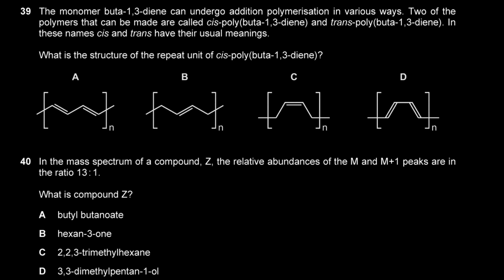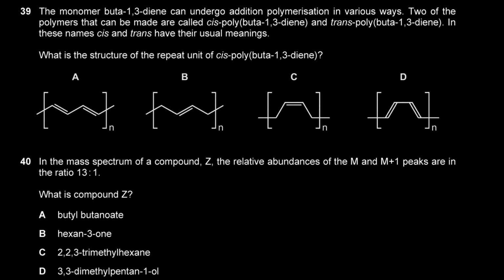Question number 39 says the monomer buta-1,3-diene can undergo addition polymerization in various ways. 2 of the polymers that can be made are called cis polybuta-1,3-diene and trans polybuta-1,3-diene. In these names, cis and trans have their usual meanings. What is the structure of the repeat unit of cis polybuta-1,3-diene?